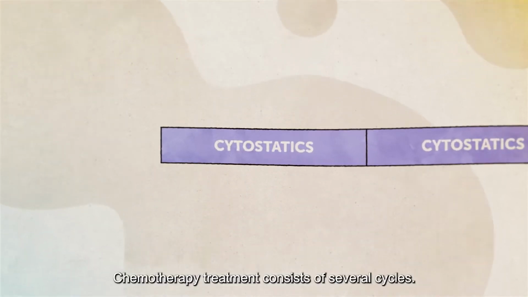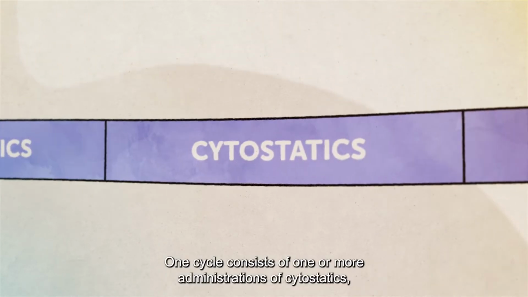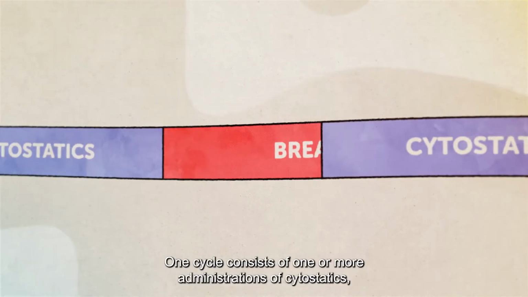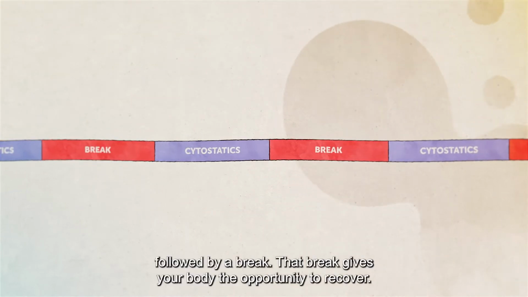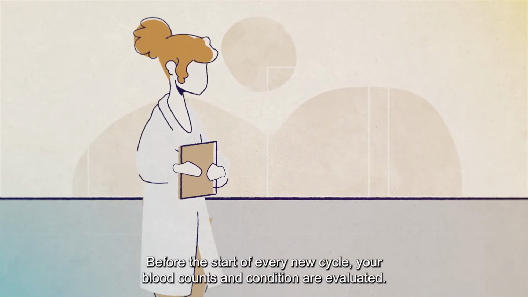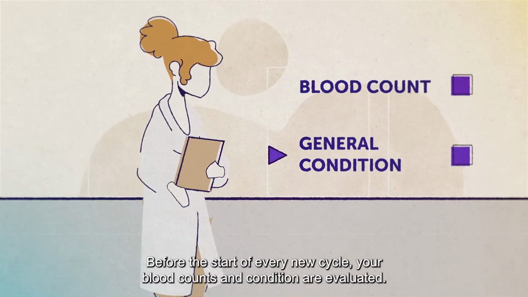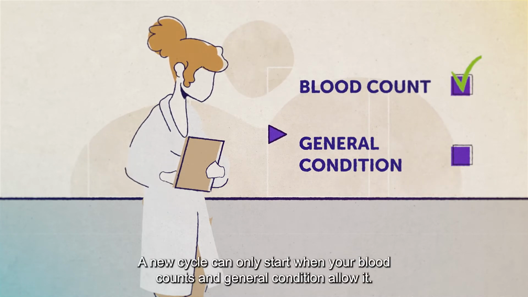Chemotherapy treatment consists of several cycles. One cycle consists of one or more administrations of cytostatics, followed by a break. That break gives your body the opportunity to recover. Before the start of every new cycle, your blood counts and condition are evaluated. A new cycle can only start when your blood counts and general condition allow it.